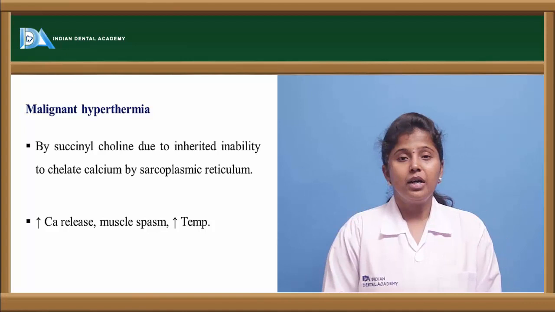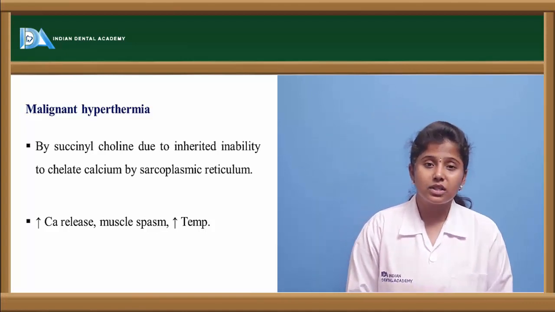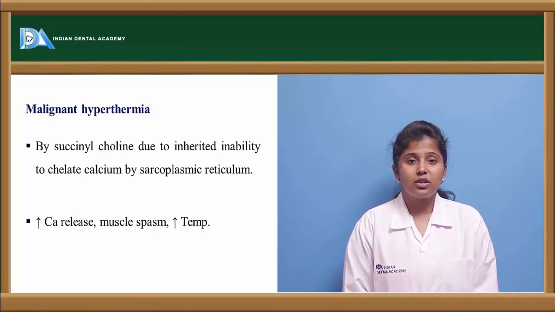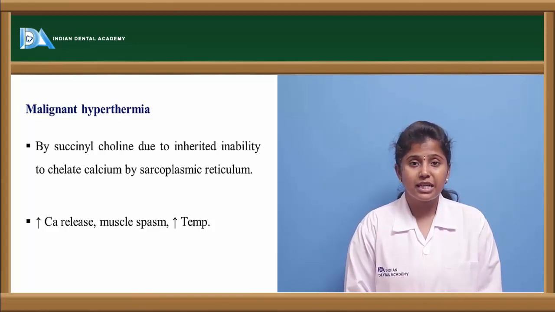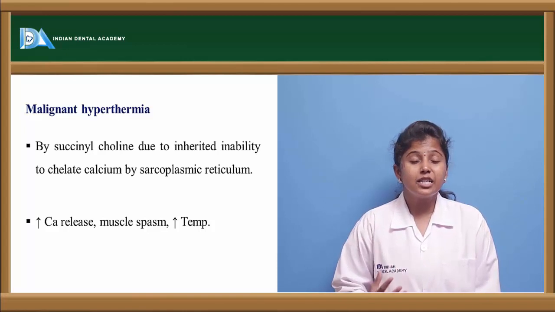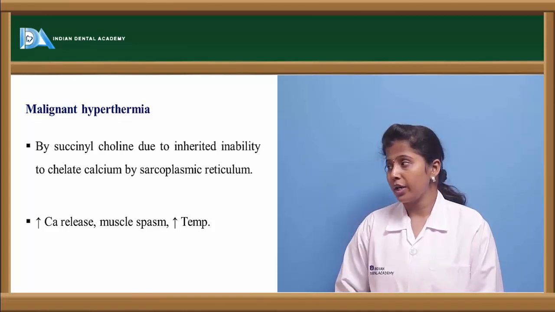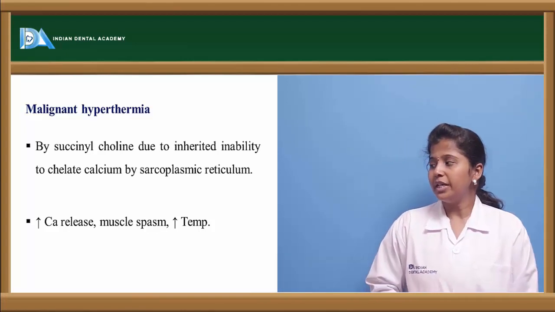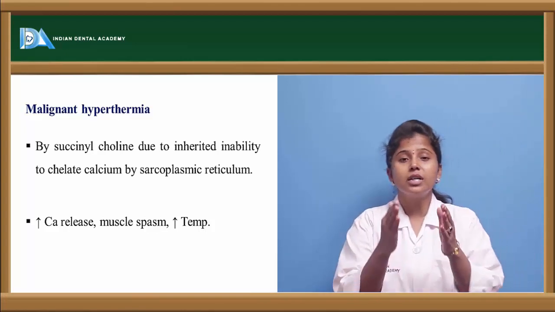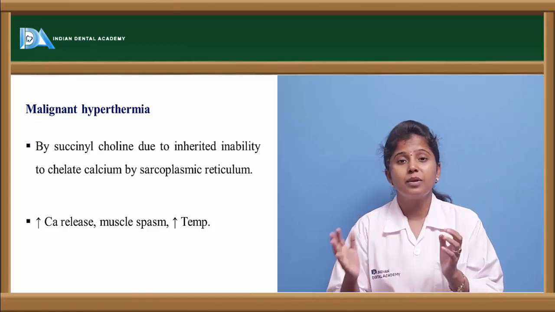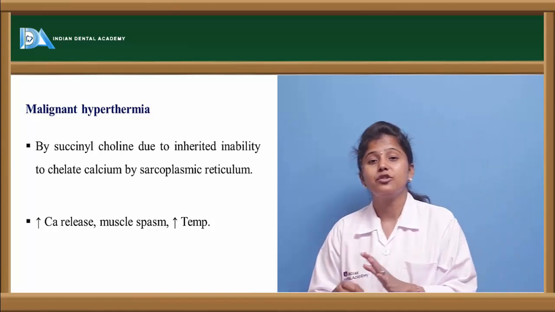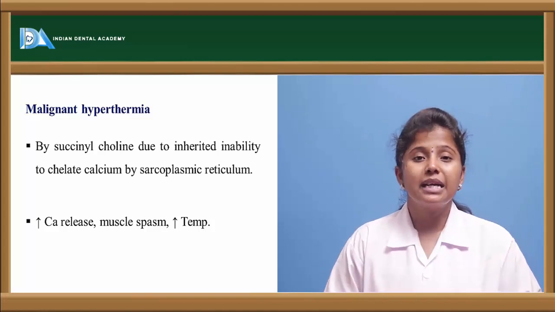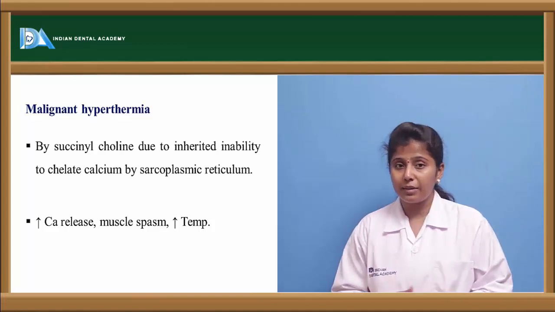Malignant hyperthermia. Here, because of the succinylcholine concentration, the example is again succinylcholine. Here the succinylcholine is not metabolized and succinylcholine poisoning takes place. It leads to an excessive increase in the temperature of the body, and because of that, that may lead to inability to chelate calcium. Chelation in the sense is binding of the ligand. So here the calcium won't be binding, and thereby the muscle tone can be altered.